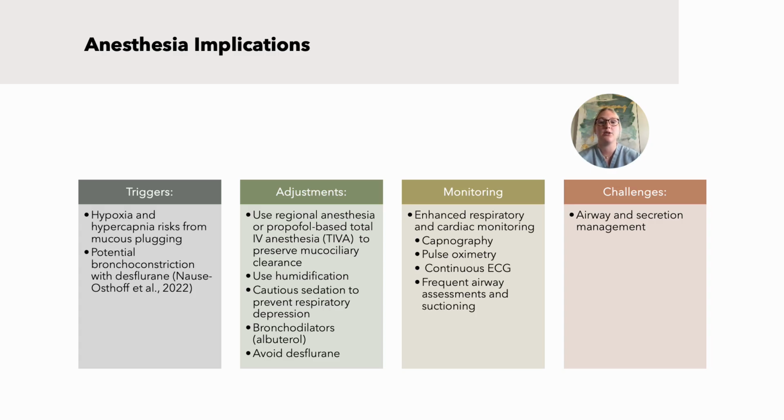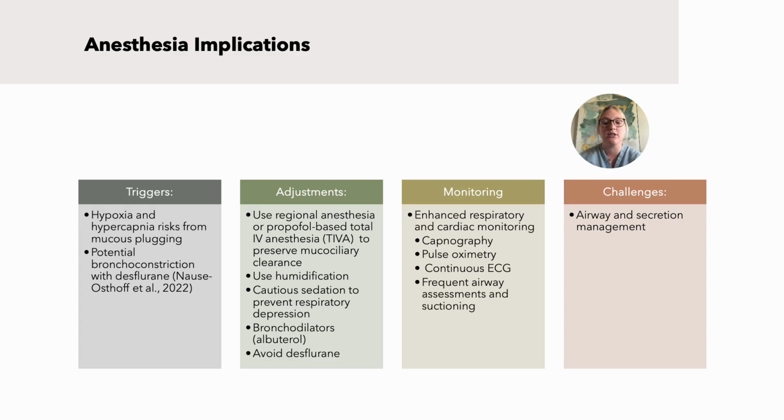So a good anesthesia approach for anyone with cystic fibrosis is regional anesthesia and total IV anesthesia. That's going to help with that mucociliary clearance that we want to see. Use humidification because we have all of that mucus built up in the lungs, and you want to use cautious sedation. So I think of an example, we use Versed a lot pre-op. Maybe use something that's not going to cause so much respiratory depression, because respiratory is going to be a big issue with these patients. We want to use bronchodilators like albuterol, and again, we want to avoid DES.